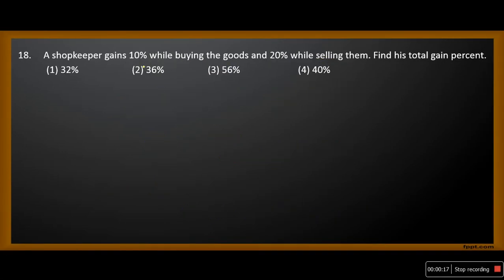A shopkeeper gains 10% while buying the goods and 20% while selling them. Find his total percentage gain. Here you can simply do that. There are two successive percentage changes, 10% followed by 20%. So the overall percentage change will be 10 plus 20 plus 10 into 20 by 100, which is equivalent to 32%. So the answer is option 1.